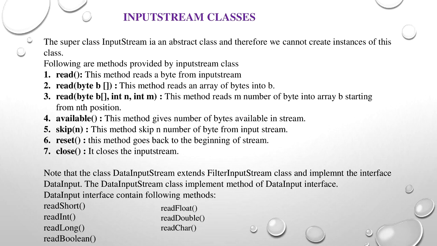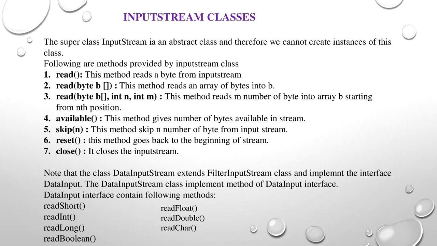Here in this case it takes three different parameters: one byte array B, integer n, and integer m. The purpose is the same. This method reads m number of bytes into the array B starting from the nth position, which means you have to specify how many bytes you want to read in the variable m. Also you specify the starting position in the variable n.